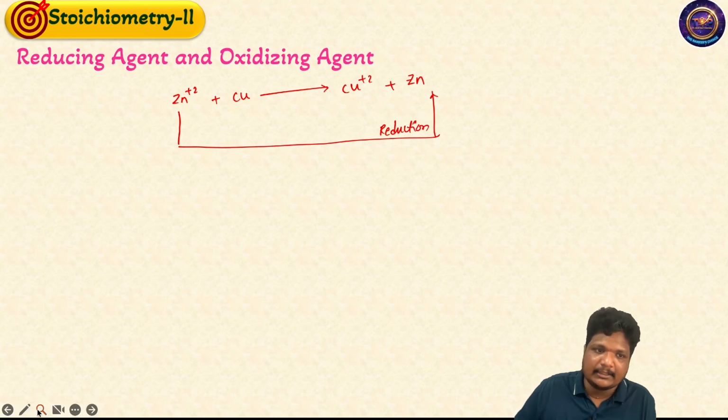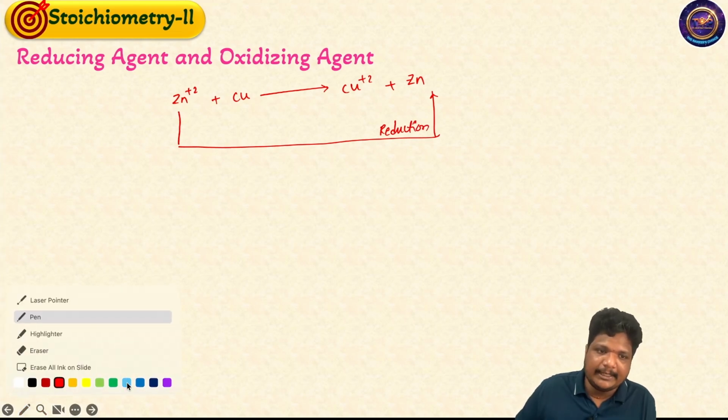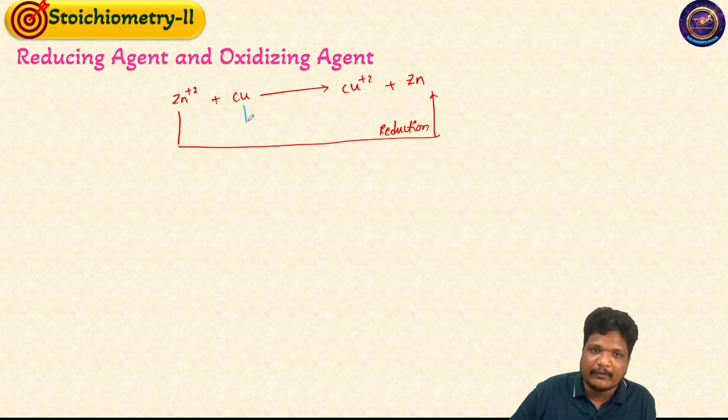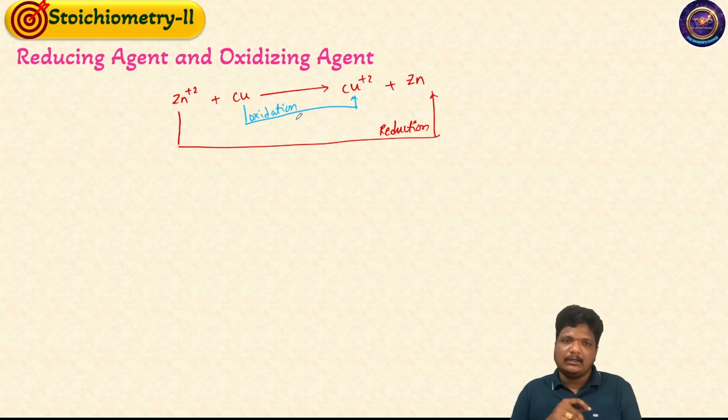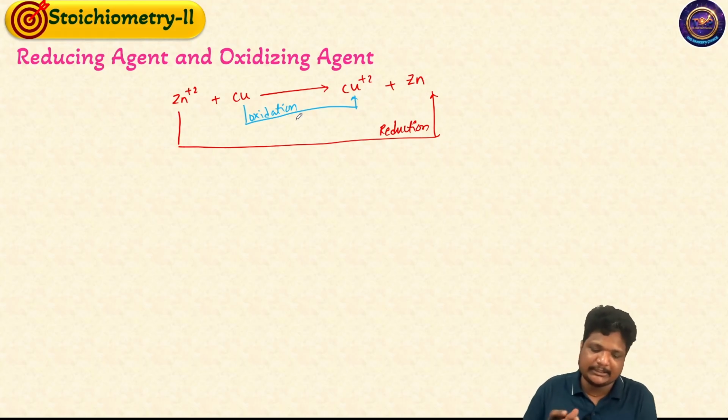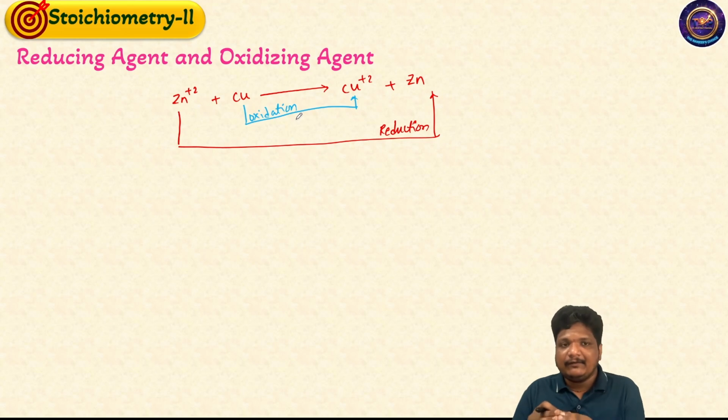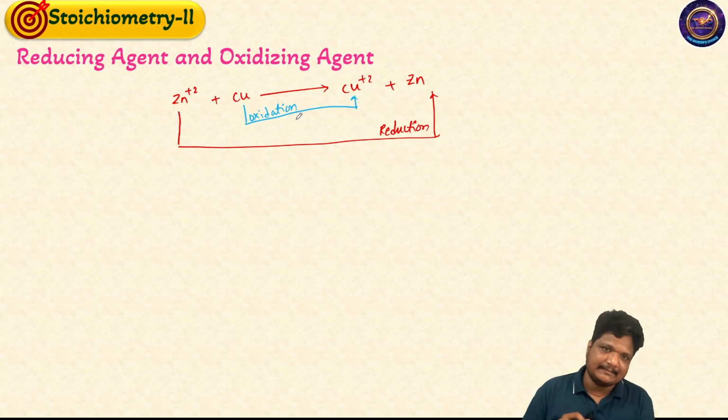In the same reaction, copper undergoes a change from 0 oxidation state to plus 2 oxidation state. So this reaction is an oxidation reaction. In this reaction, one species will undergo reduction and another will undergo oxidation. The reactant which itself undergoes reduction will oxidize the other species. The reactant which undergoes oxidation will reduce the other species.